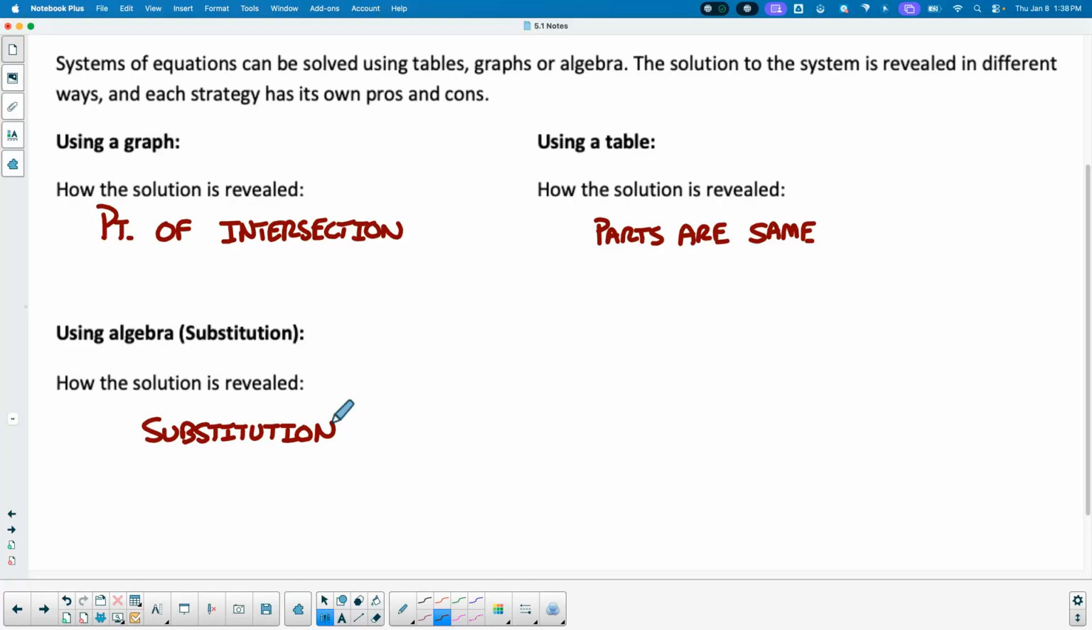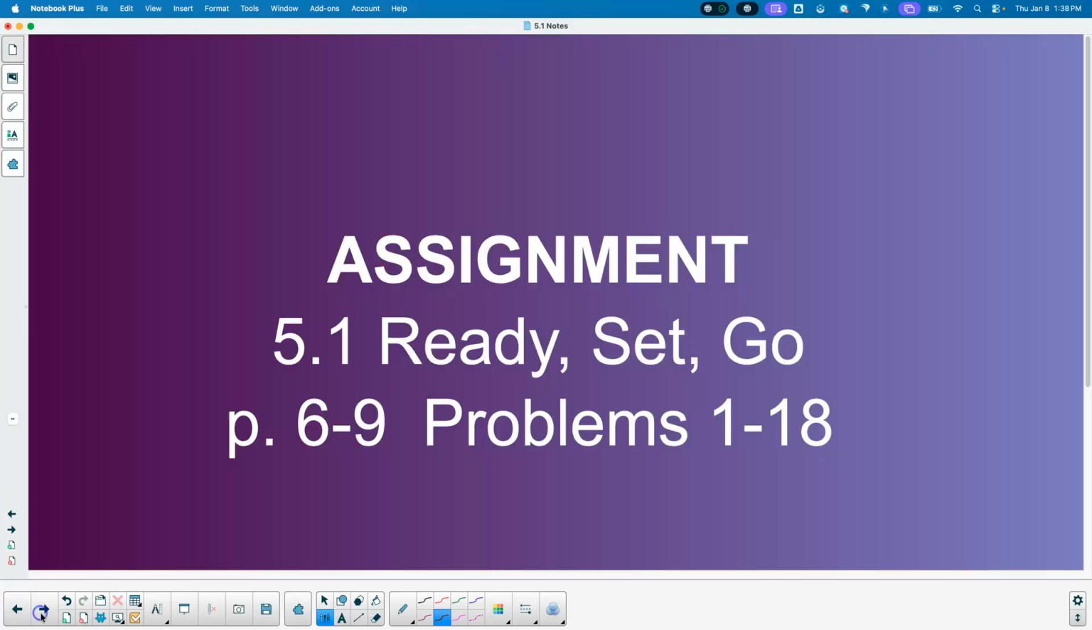Good times. Your homework this evening is 5.1. It's on pages 6 through 9, and it is numbers 1 through 8. Yep. Next thing that I am going to do is hand stuff back first, because I want to get that stuff back first, and then I will come around and stamp.